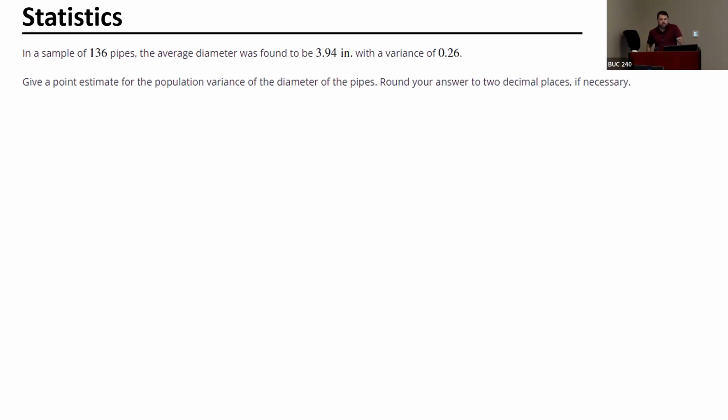In a given sample of 136 pipes, the average diameter was found to be 3.94 inches with a variance of 0.264. Sorry, 0.26. Give a point estimate for the population variance of the diameter of the pipes. Round your answer to 2 decimal places if necessary. Hey, when dealing with population variance, what is our point estimate?